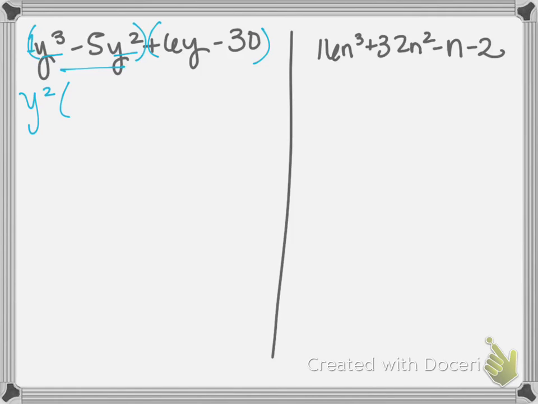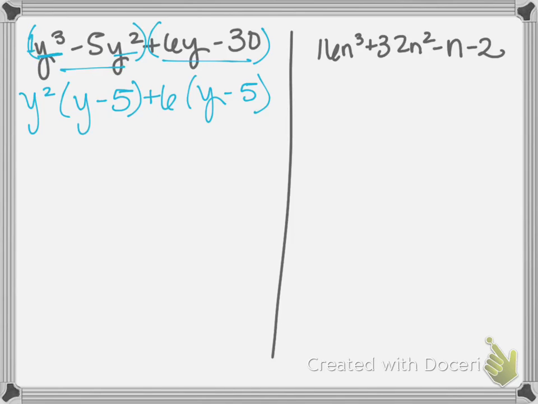So I'm going to factor that out. When I factor that out, it's going to leave me with y, because we had y cubed, take away 2, we have 1 left, y minus 5. So we did the first one. Now we're going to look at the second one. The GCF of this is just going to be a positive 6. If we divide this out, we'll be left with y minus 5.